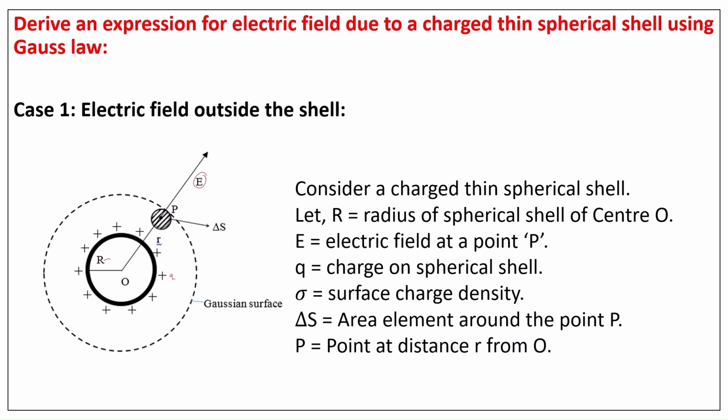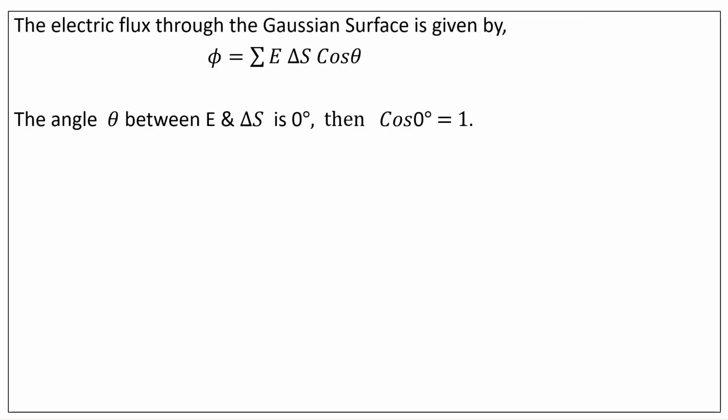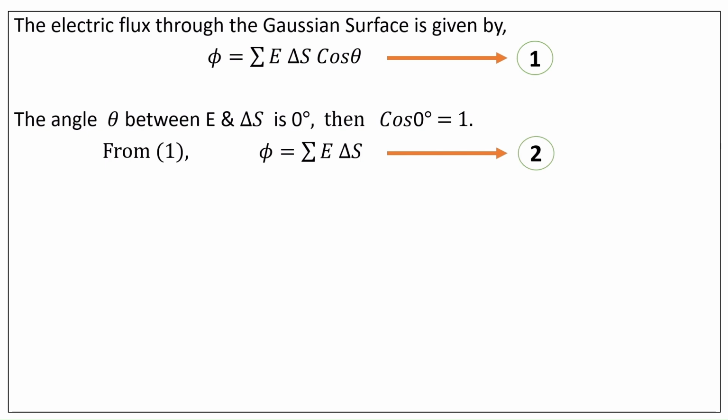Sigma is surface charge density. Delta S is area element around the point P. P is point at distance R from O. The electric flux through the Gaussian surface is given by phi is equal to summation of E into delta S cos theta, equation number 1. The angle theta between E and delta S is 0 degree, then cos 0 degree is equal to 1. From 1, phi is equal to summation of E into delta S.